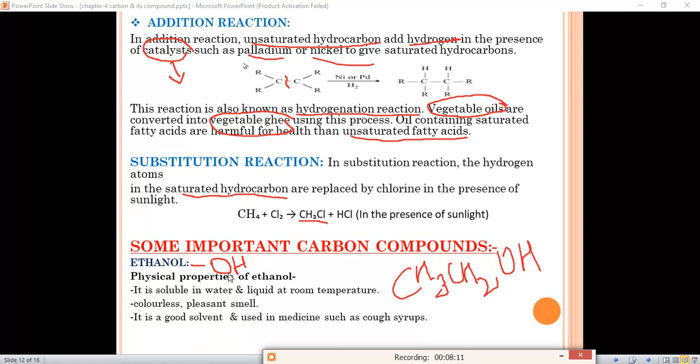Now we'll see the physical properties of ethanol. It is soluble in water and liquid at room temperature. Colorless, pleasant smell. Okay, it doesn't have any color, it has a pleasant smell. It is a good solvent and used in medicines such as cough syrups, tincture of iodine. You have seen in the composition of cough syrup bottles that some alcohol or ethanol is present.